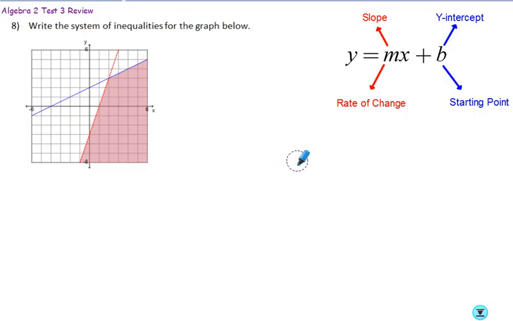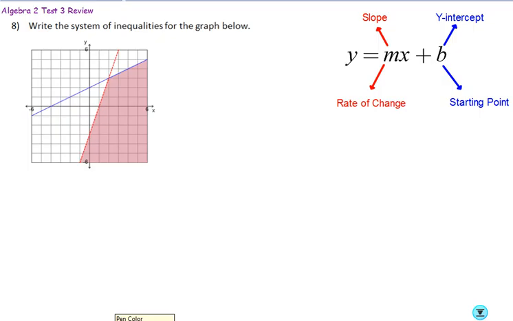Alright, so number 8 is kind of the opposite of what we just did. On number 7, they gave us some equations and said, hey, make the picture. Number 8 is kind of the same thing, just in the opposite direction, which is that they give us the picture and they want us to come up with the equations that made that picture. Okay, well, in this case it's an inequality, right? So the inequalities that made that picture.